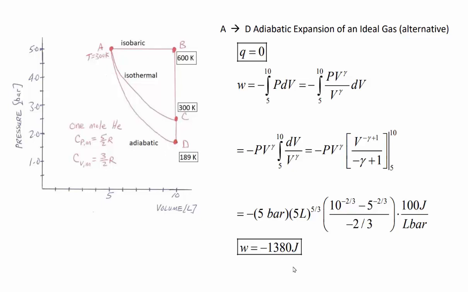I like the shortcut method better. It's a little more straightforward, but it's good to see how these things all even out here. We can either solve this integral for work, or we can use the first law of thermodynamics to solve for the work of the adiabatic expansion.